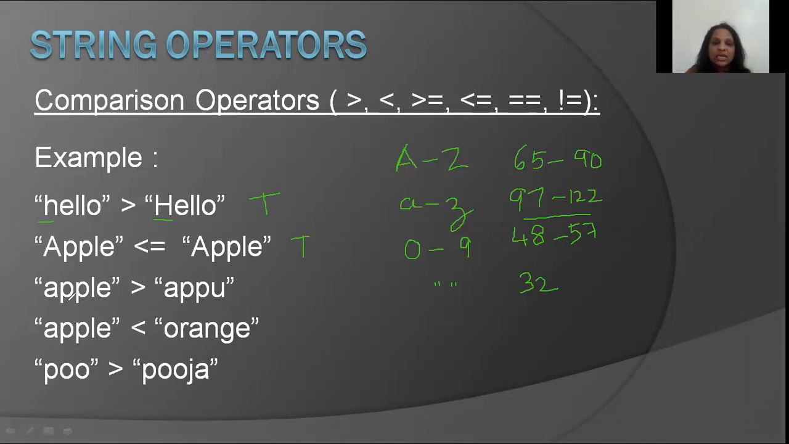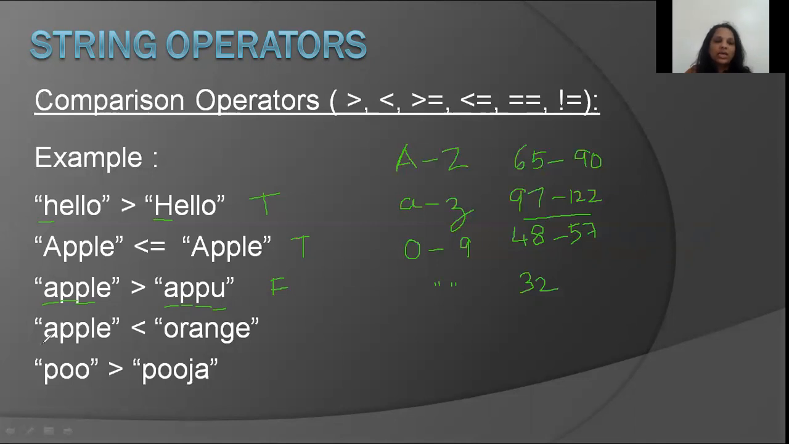Now coming to this, okay, A and A happen to be the same. Then they go to the next character. P and P is the same. Then they go to the next character. P and P also is the same. Now the comparison is between L and U. So obviously L comes before U, right? And both are in lowercase. So L's ASCII value is going to be less than U's ASCII value. So it's not greater. So it's going to give me false.